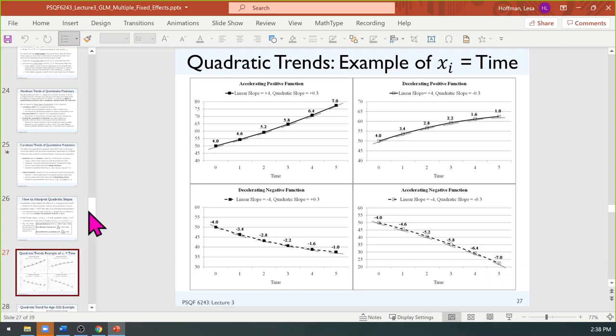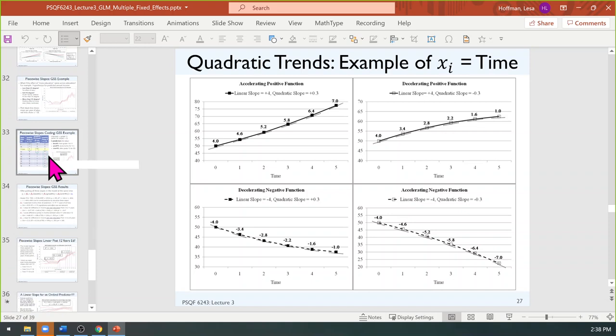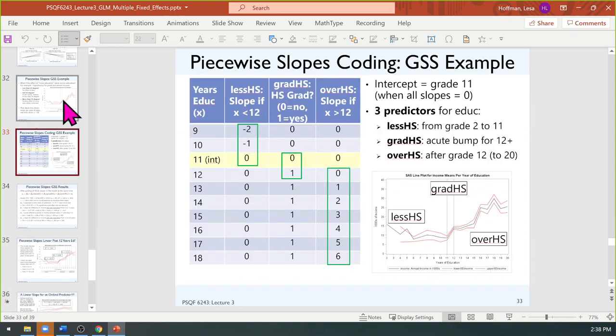All right. Then, so we did piecewise models last time. Just to review the concept of that very briefly. Piecewise slopes, or what is known as linear splines, those are useful for taking a quantitative predictor and carving it up into sections and fitting a separate linear slope through each section that corresponds to an overall nonlinear trajectory.